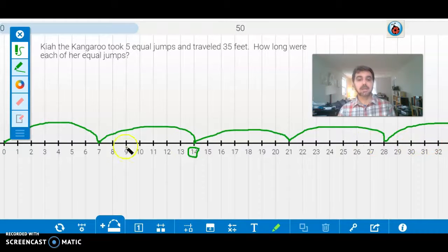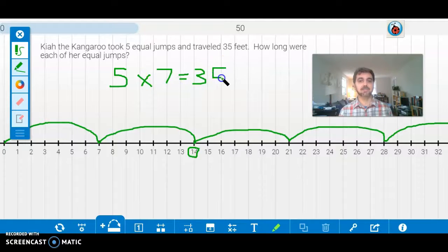You can't see it. Okay, so we have 5 hops. And we figured out that each hop would have to be 7 feet long to get to 35. So we could say that Kia took 5 jumps of 7 feet to get to 35. Okay, think of it as multiplication. Or as division, we could say Kia, right, the total number of feet was 35. If you divide that into 5 equal jumps, then each jump is 7 feet.